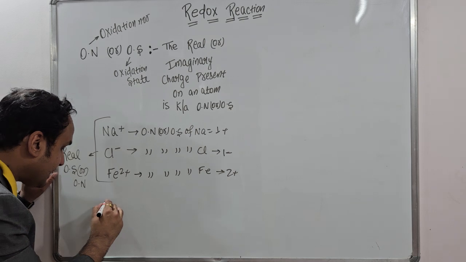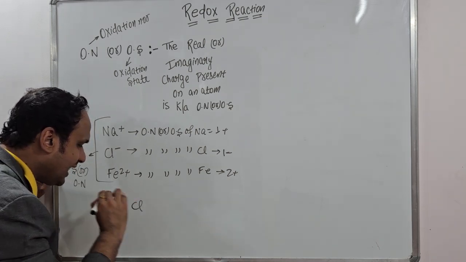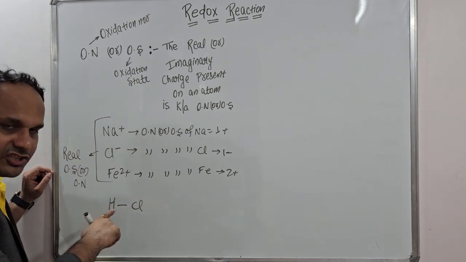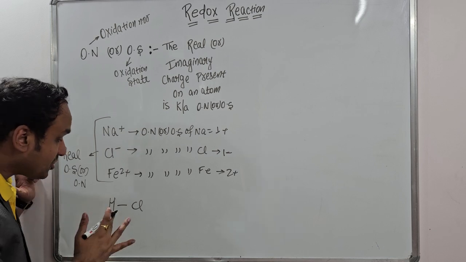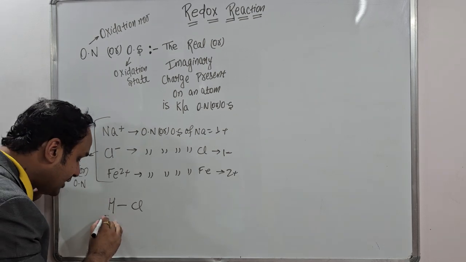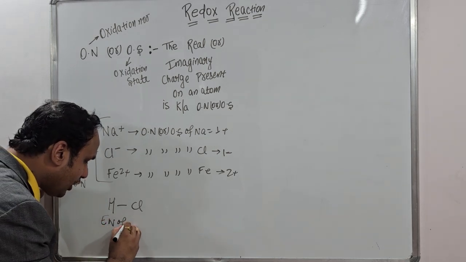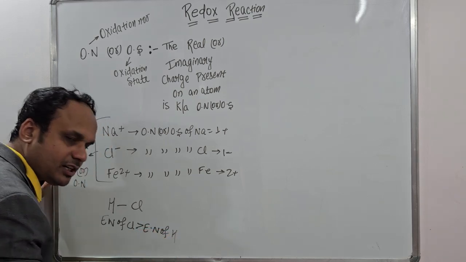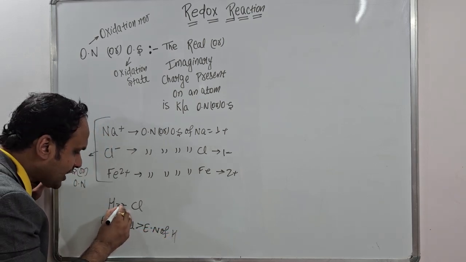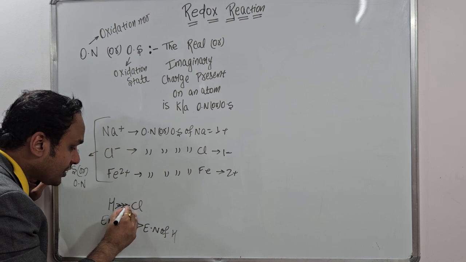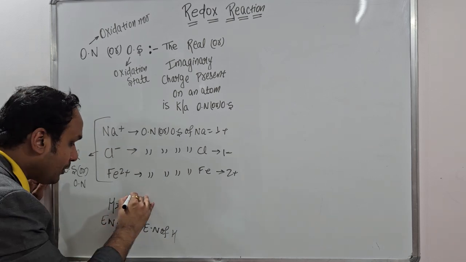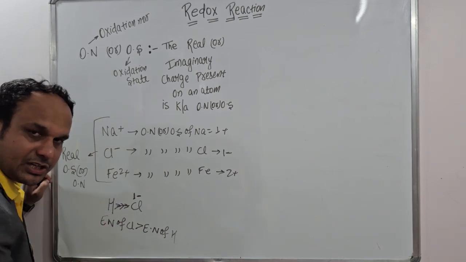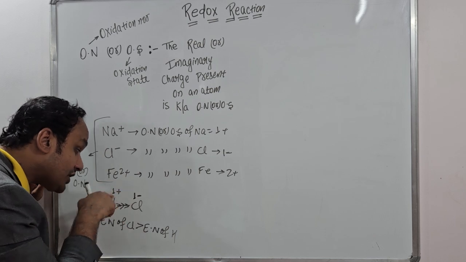Now these are the original charges present on the elements, so it is known as the real oxidation state or oxidation number. But suppose I have written HCl. Now in this case, is there any charge visible? No, charge is not visible. But as you know, the electronegativity of chlorine is greater than the electronegativity of hydrogen. So over here chlorine is taking the electron from hydrogen. Because of that, chlorine gets a negative charge, hydrogen gets a positive charge.